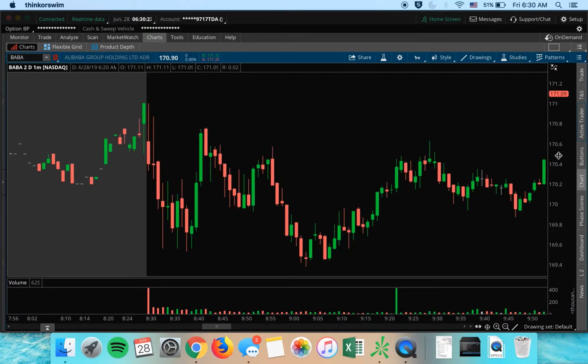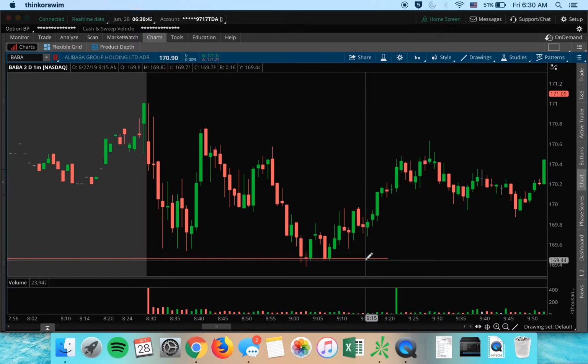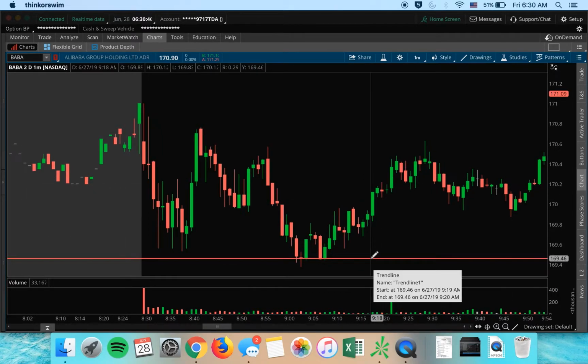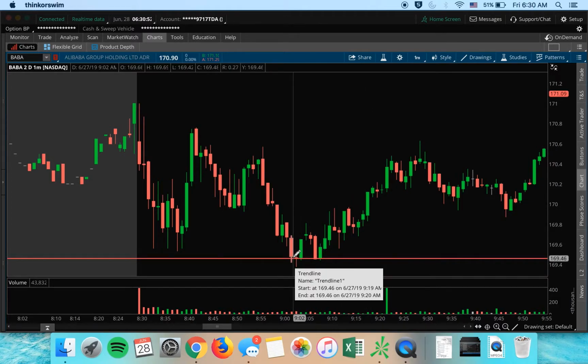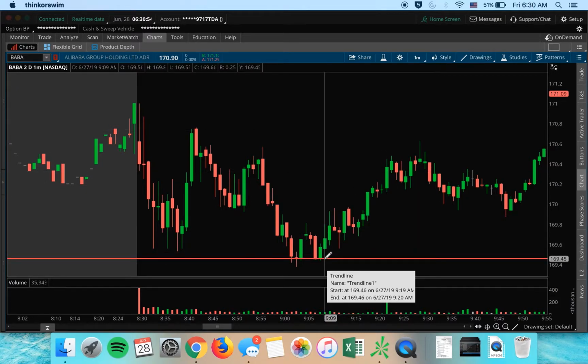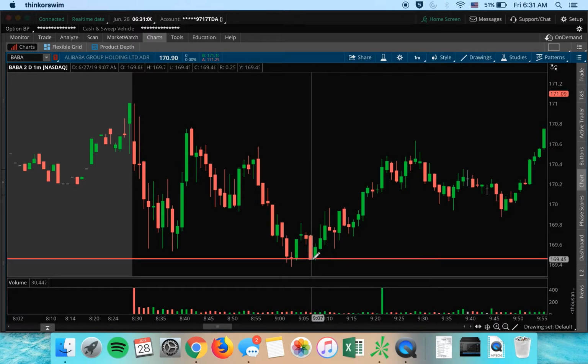So we see the market open and we're looking at Alibaba and we're trying to find an area of support and resistance. So first off, support we could see is right here because the price could not get through this 169.50-ish level. So that's where the price was tested 1, 2, 3, 4, 5 times. This is the 1 minute chart, by the way.